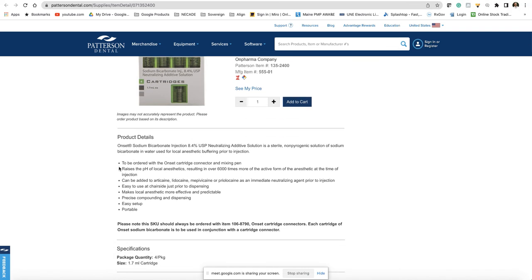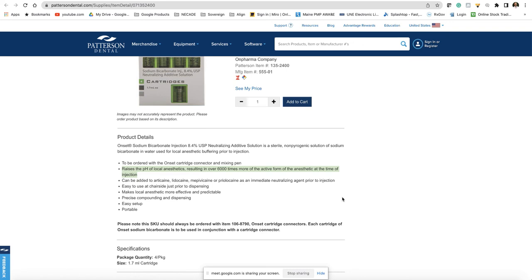If you look at the product details, it raises the pH of local anesthetics through buffering, resulting in over 6,000 times more of the active form of the anesthetic at the time of the injection. How does it do that? Well, the anesthetic lives in an ionized and non-ionized form. The percentages of those are dependent upon the pH of the fluid it's living in. By raising the pH of the tissues where the anesthetic is, you in essence increase the hydrophobic.